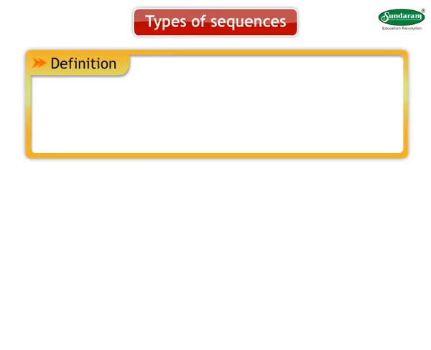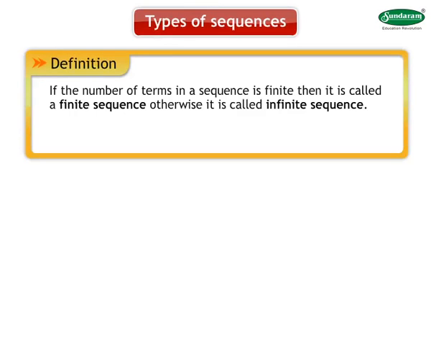A sequence is usually denoted like this and read as sequence Tn. Let's look at the types of sequences. If the number of terms in a sequence is finite, then it is called a finite sequence. Otherwise, it is called an infinite sequence. These are the examples of finite and infinite sequence.